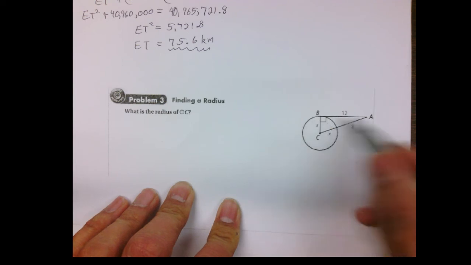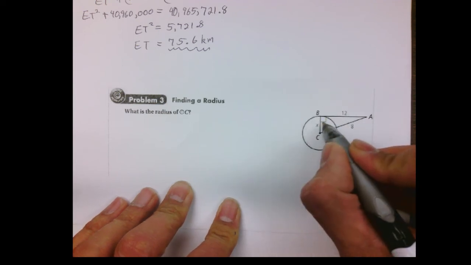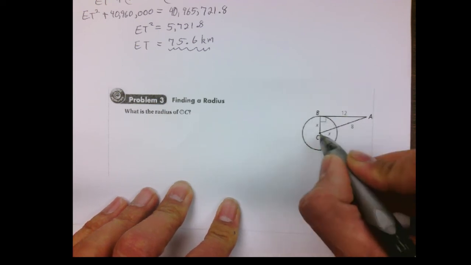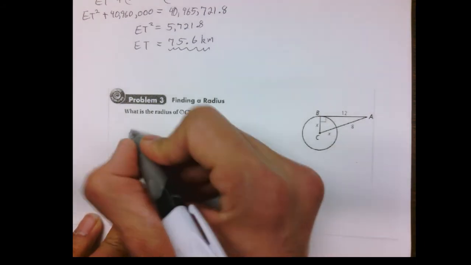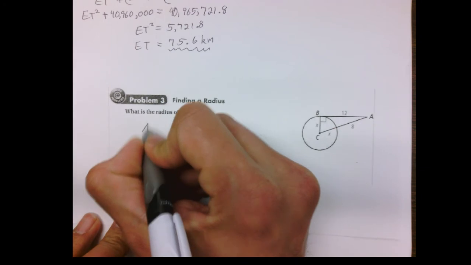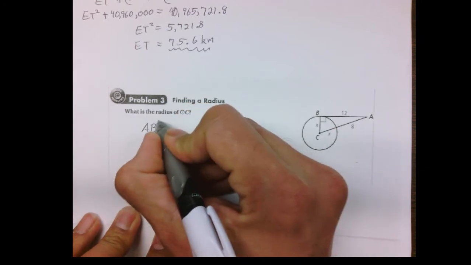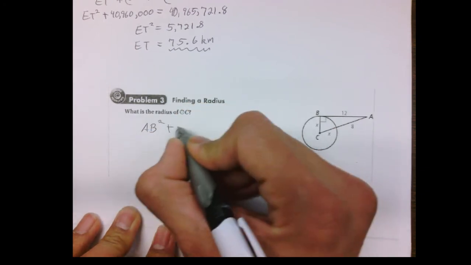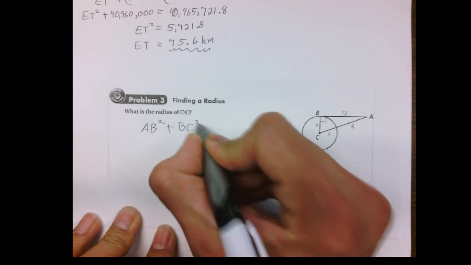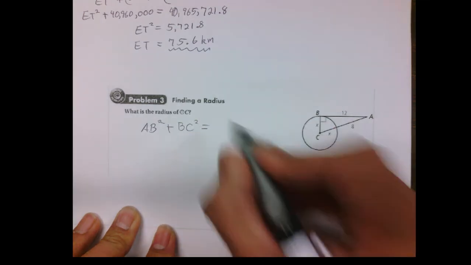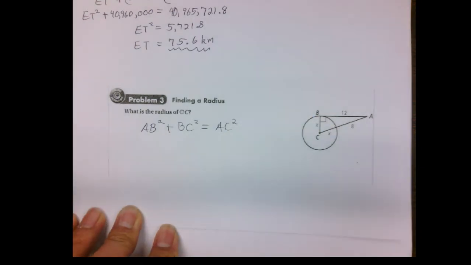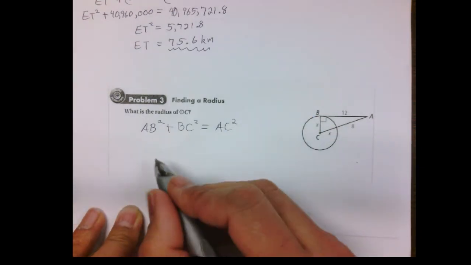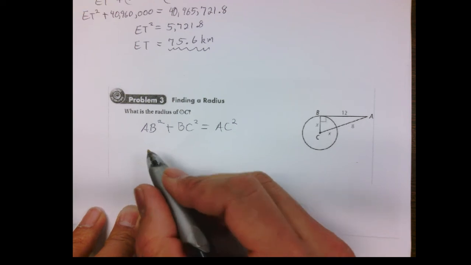We've got a right triangle, right? And this is going to be perpendicular because it's a radius to a tangent line. So let's just consult Pythagoras once again. Let's go AB squared plus BC squared equals the hypotenuse AC squared. Now it's mostly just a matter of plugging in, at least for the next step.